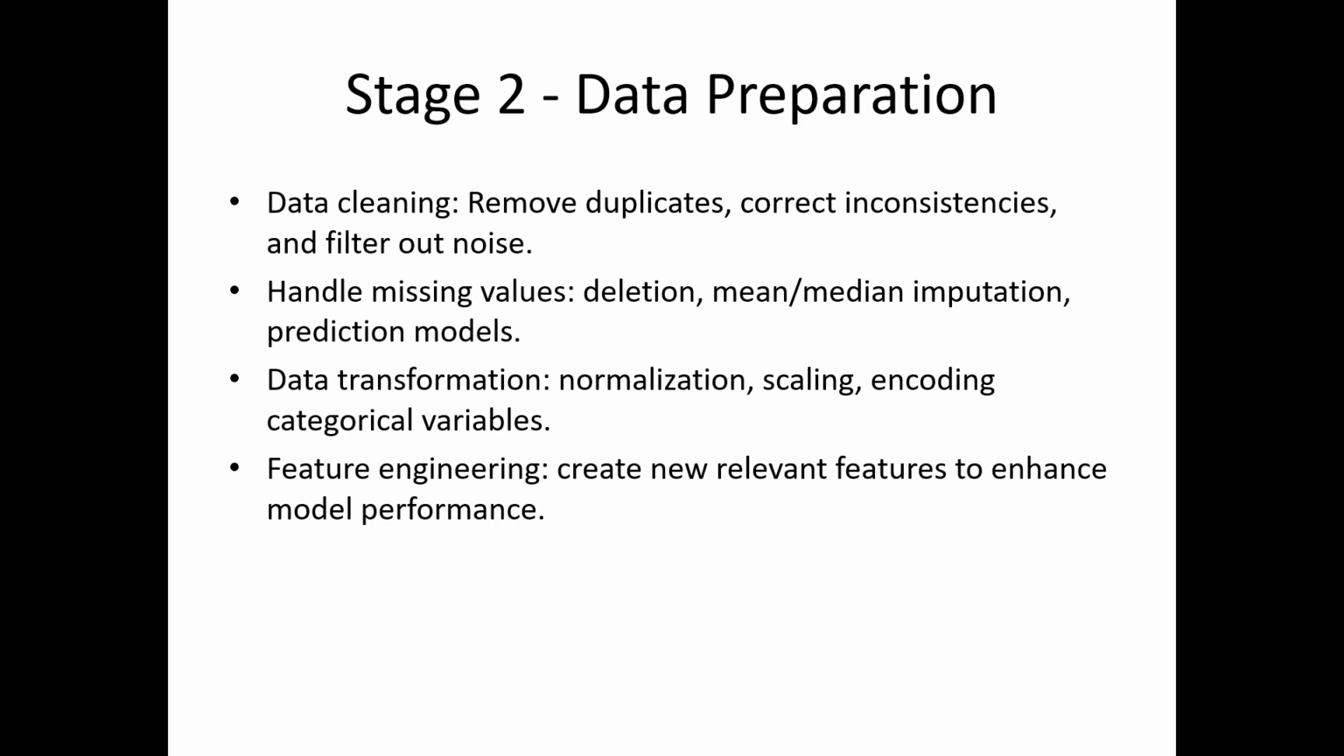Data transformation: if we are working with two different datasets, we transform all the data into only one format. This refers to data transformation. Some of the frequently used techniques are normalization, scaling, and encoding categorical variables. Finally, we also employ feature engineering, which involves creating new relevant features to enhance the model performance.